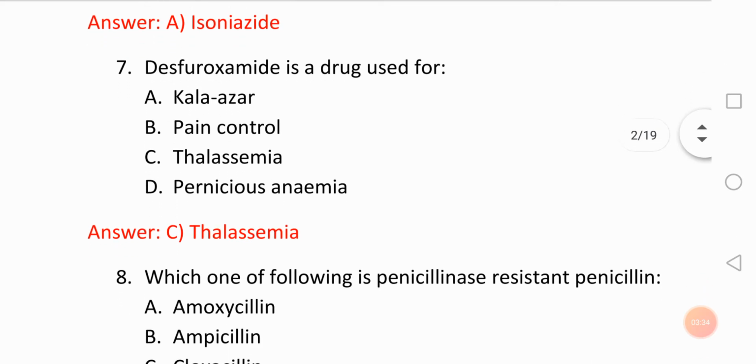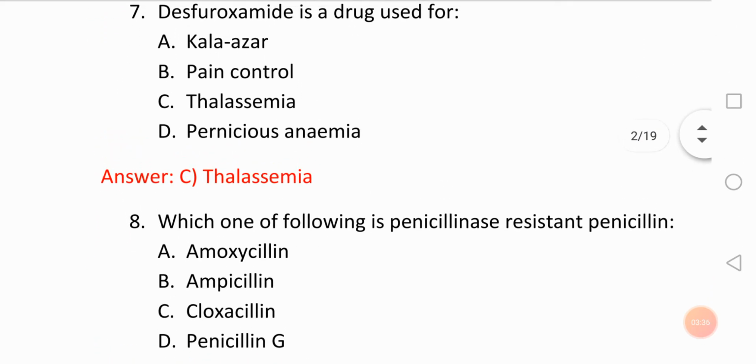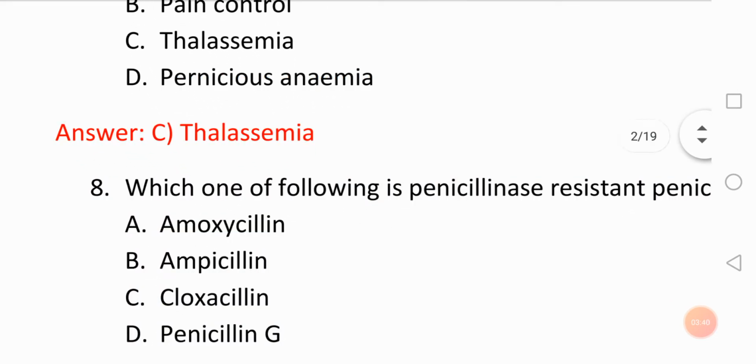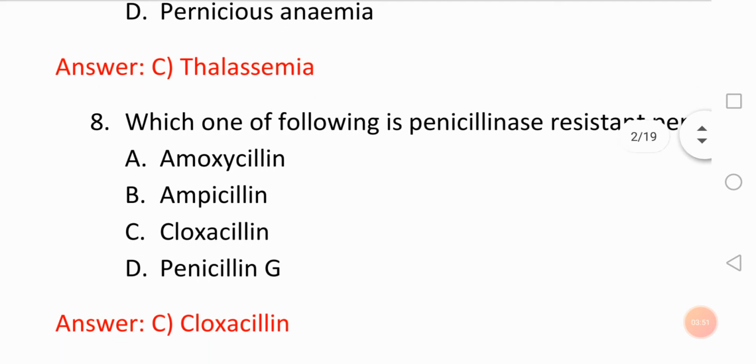Eighth question: which of the following is a penicillinase resistant penicillin? A. Amoxicillin, B. Ampicillin, C. Cloxacillin, and D. Penicillin G. And the answer is C, cloxacillin. Methicillin, cloxacillin, nafcillin and flucloxacillin are the penicillinase resistant penicillins.